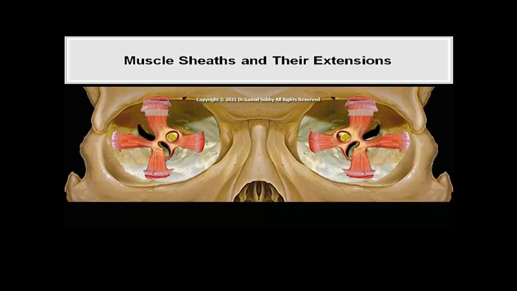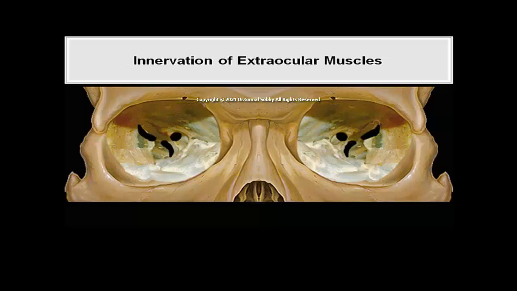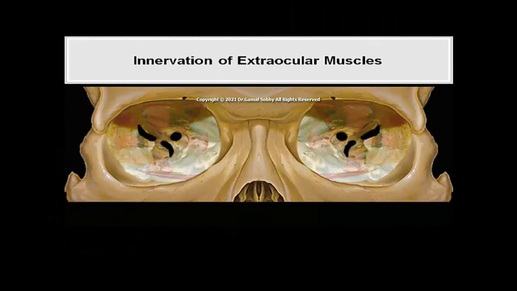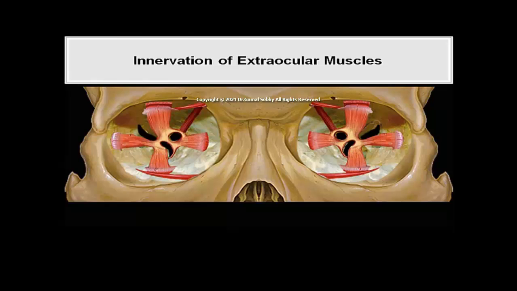The medial and lateral rectus muscles possess fibrous membranes called the check ligaments. The check ligaments extend from the outer aspect of the medial and lateral rectus muscles to the corresponding orbital wall. Innervation of extraocular muscles. The medial rectus, the superior rectus, the inferior rectus and the inferior oblique muscles are all innervated by the cranial nerve 3, the oculomotor nerve.